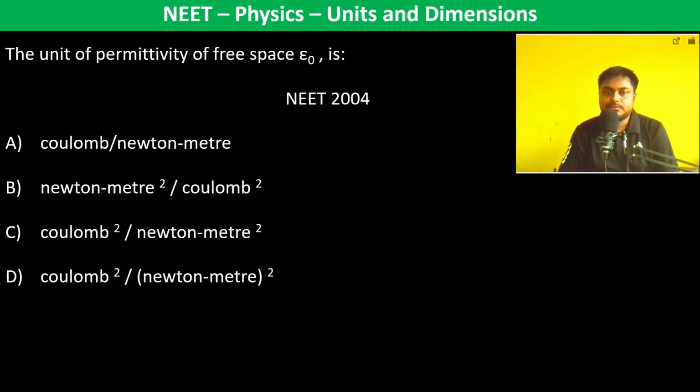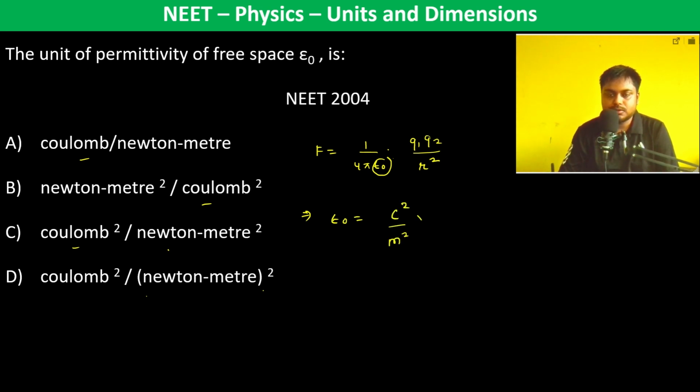The unit of permittivity of free space is, so we have force is equal to 1 by 4 pi epsilon naught into q1 q2 by r square. Now if you see here, it's mentioned in coulomb and Newton and meter. So this epsilon naught is going to be coulomb square by meter square into 1 by Newton. So this is coulomb square per Newton meter square, which is the C option. So C option is going to be the correct one.